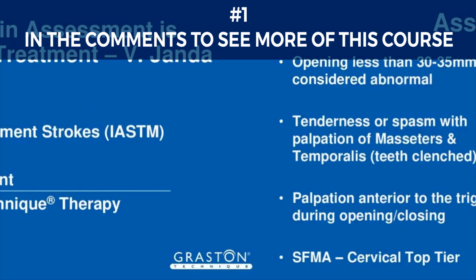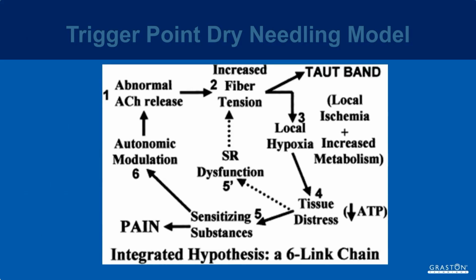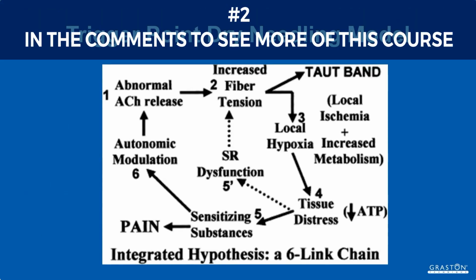So let's look and see what our assessment of this TMJ would actually be. So the first thing that we want to look at is the opening of the mandible. Best way to describe it, it's a theoretical model, so there's some evidence to support all of these. And the main one there that I want you to focus in on is number 2, where it says increased fiber tension. So increased fiber tension is probably the start of all of this cascade that could happen. And then we have to ask ourselves what actually causes increased fiber tension.